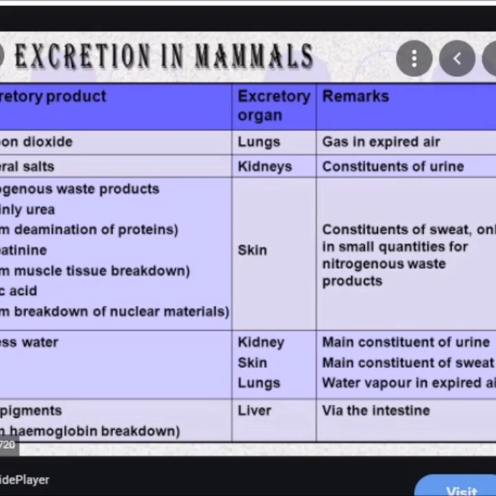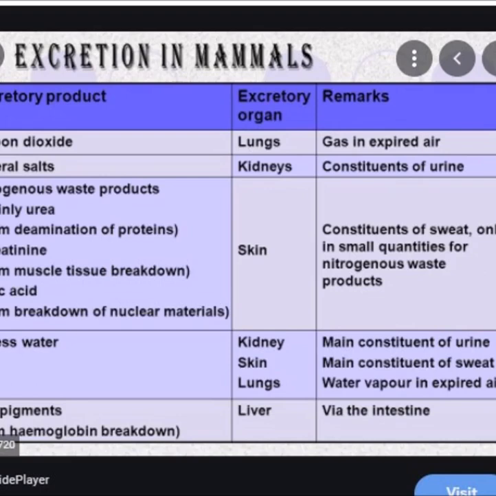Another excretory product is nitrogenous wastes, mainly from deamination of proteins, creatinine from nucleic tissue breakdown, and uric acid from breakdown of nuclear materials, and this is excreted from the skin. They are constituents of sweat, only in small quantities, for nitrogenous waste products.